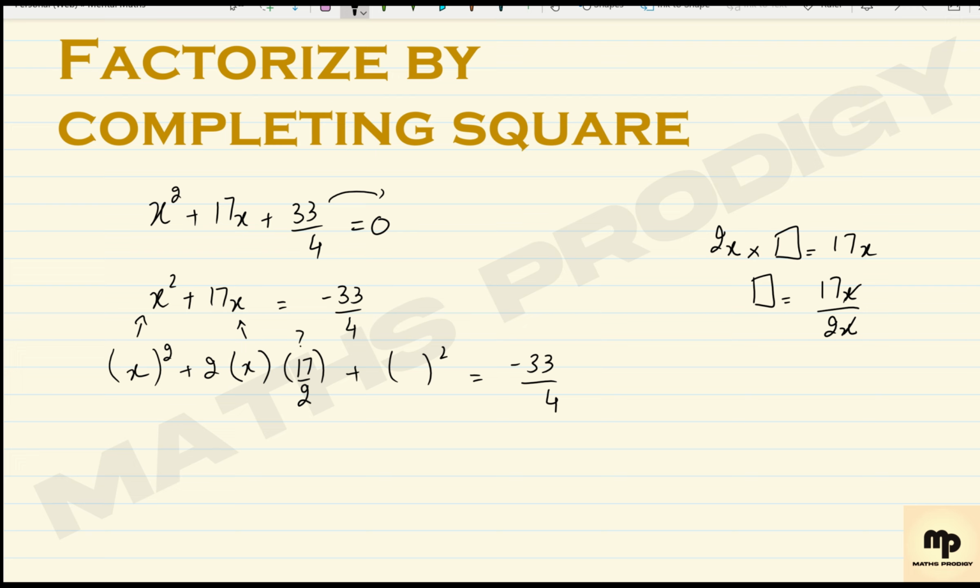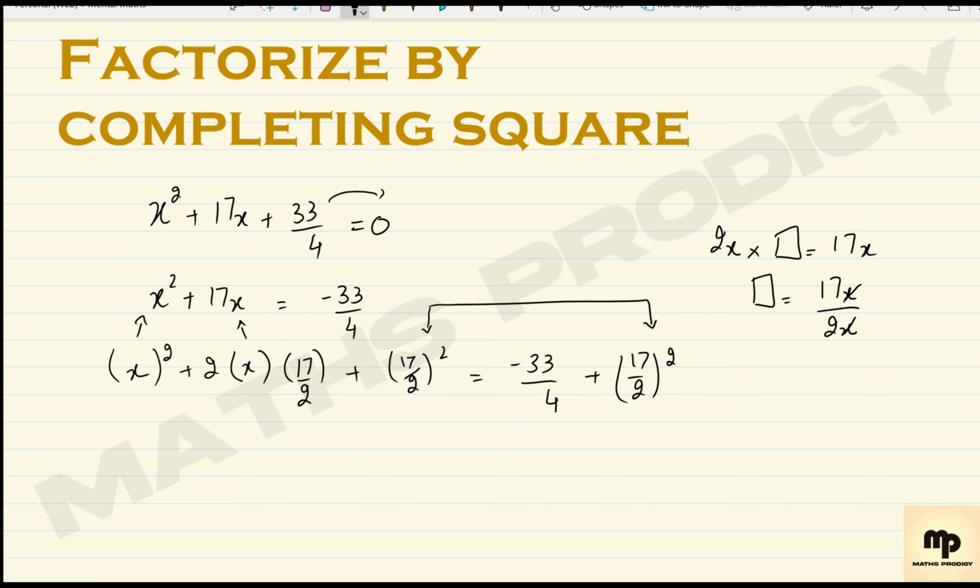Now the next step is, if you put 17 over 2 here, which is actually a, and this is b, and this is b square. So according to that, I'll also put here 17 over 2. If I reopen this question, it will be x square plus 17x plus 17 over 2 whole square, that is extra. To balance the equation, I also have to add this 17 over 2 whole square on this side as well. Whatever you add on this side, you have to add on the other side of the equation to keep it balanced.